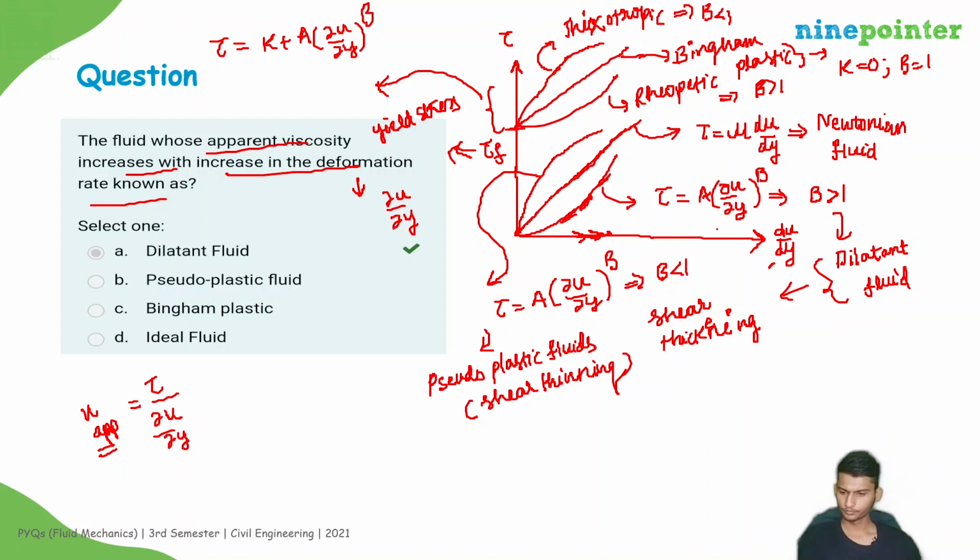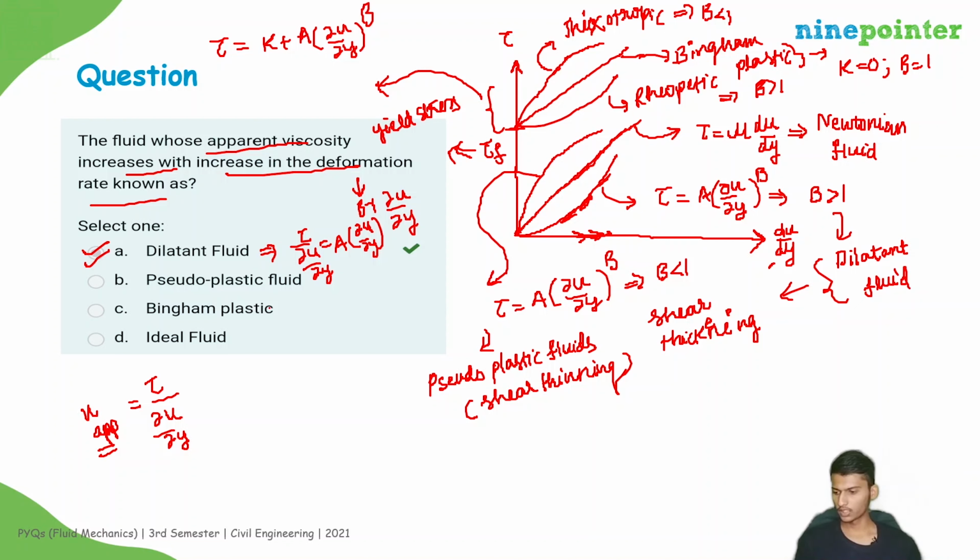So in this case, for dilatant fluid, the apparent viscosity will be tau divided by dou u by dou y, which is equal to a into (dou u by dou y) raised to the power b minus 1, right? So b is greater than 1 for dilatant fluid. On increasing the deformation rate, the value of shear stress will increase, meaning the value of apparent viscosity will increase. So this is the right answer.